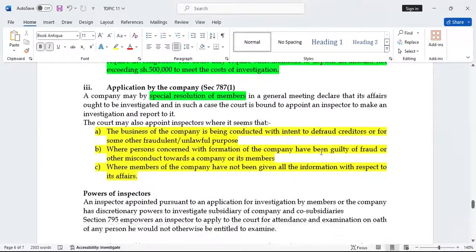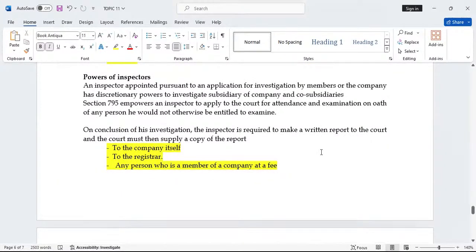So what are the powers of these inspectors appointed? An inspector appointed pursuant to the application for investigation by members or the company has discretionary powers to investigate the subsidiaries of the company or even former subsidiaries. Under the Act, an inspector is empowered to apply to the court for attendance and examination on oath of any person he would not otherwise be entitled to examine. On conclusion, the inspector is required to make a written report to the courts. So at the end of the investigations, the inspector prepares a report and hands it over to the court.